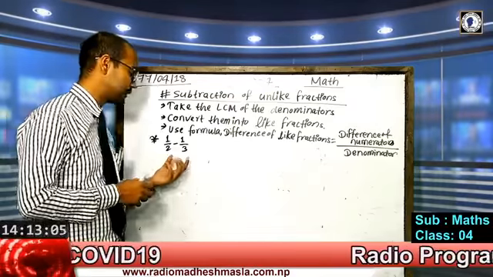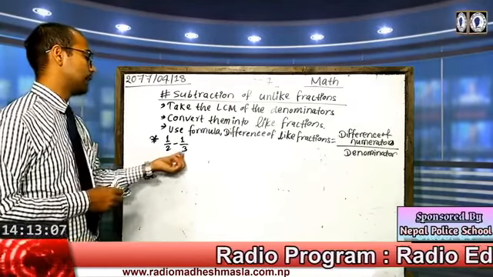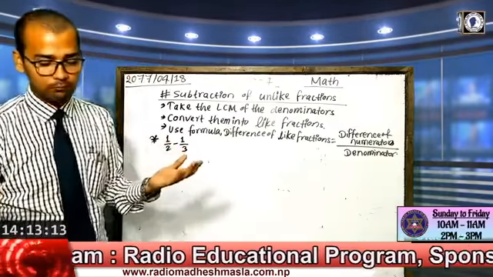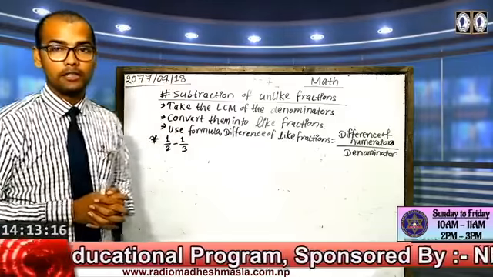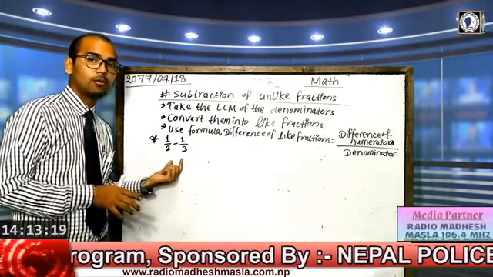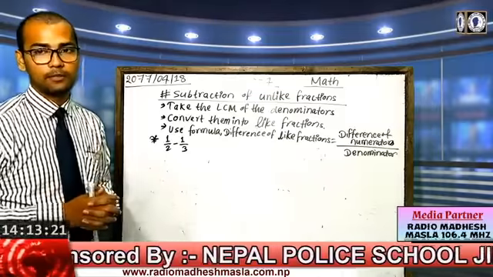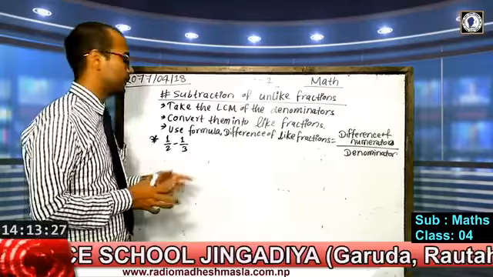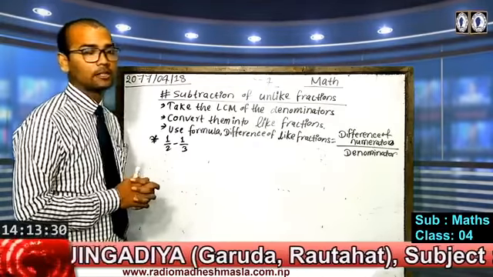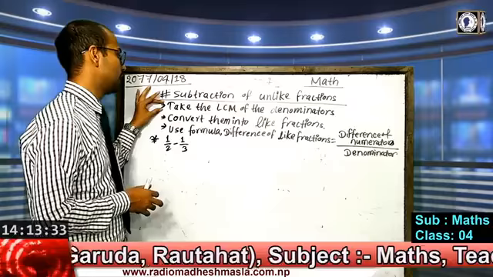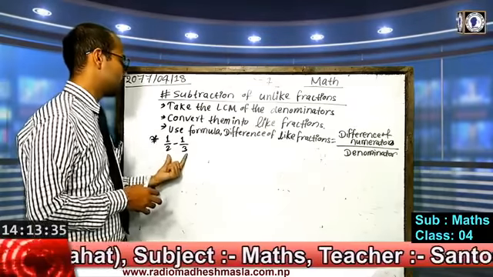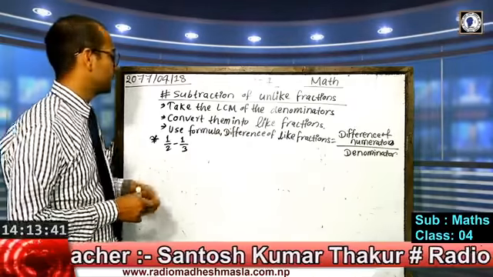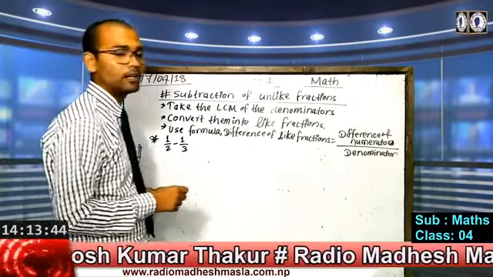So here we can find that easily. The first fraction has base 2 and the second has 3. So these two fractions have different bases, denominators. So these fractions are unlike fractions. Before solving these fractions, we have to take the LCM of the denominators. What are the denominators here? 2 and 3. So we have to find the LCM of 2 and 3.